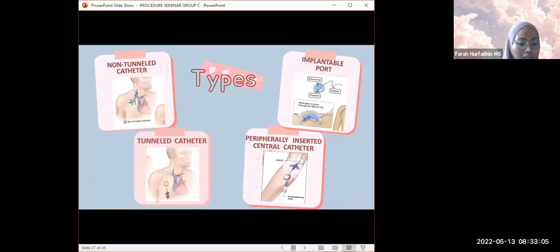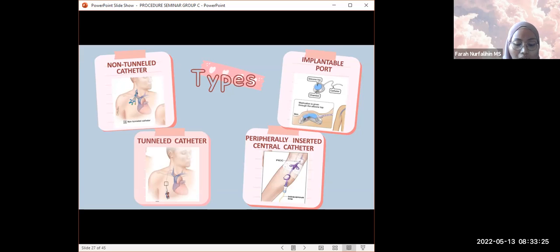Okay, when choosing a catheter, we must also choose the appropriate type of catheter according to the needs of the patient. For example, tunneled and non-tunneled catheters. Tunneled catheters are placed under the skin and meant to be used for a longer duration. Meanwhile, non-tunneled catheters are designed to be temporary.